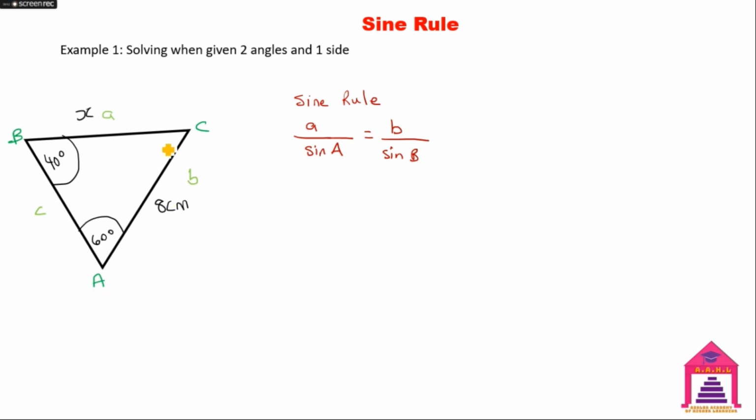So you're going to start substituting now. a is equal to x over sine theta, or sine A, so it's going to be sine 60 degrees. And b is equal to 8 over sine 40 degrees. So you know what we're going to do here now? We have a fraction, so we're going to cross multiply. But before we cross multiply, we want to work out the value of these.